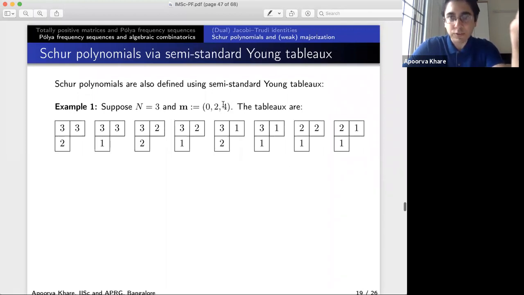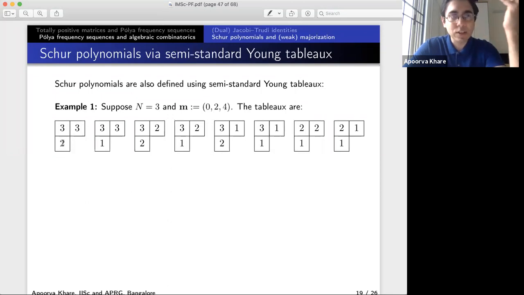For this tuple of integers, I draw shapes with zero cells in the bottom row, one cell in the next row, two cells in the top row. So 2, 1 and 0. And now I fill it with n equals 3 possible letters. The rule is that my number should weakly decrease in the rows and strictly decrease along the columns. So here are eight possible ways, 3, 3 and this must be a 2 and so on and so forth. And you see that this is a 3, 2, 1 here and a 3, 2, 1 here, and I will have these both counted.